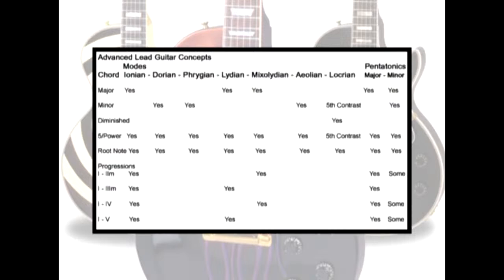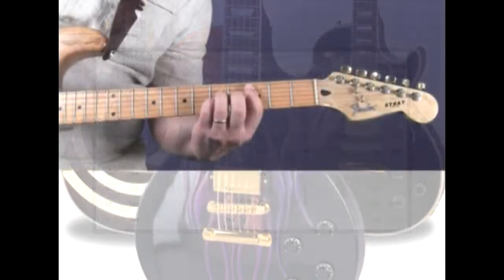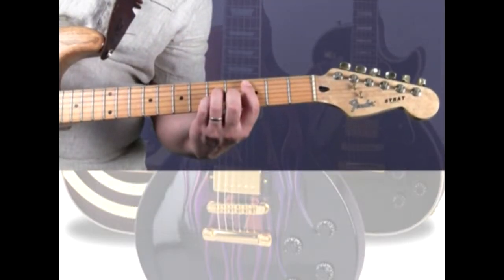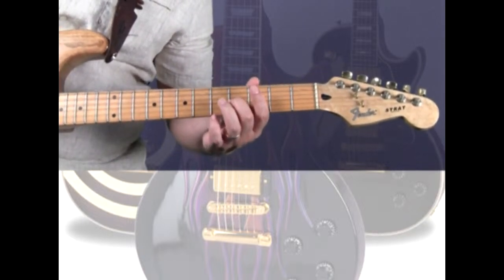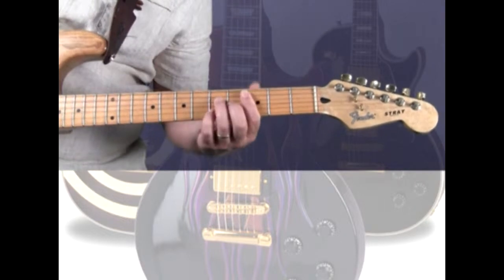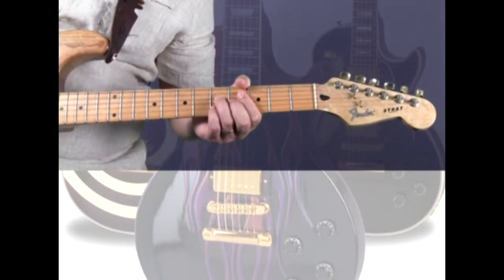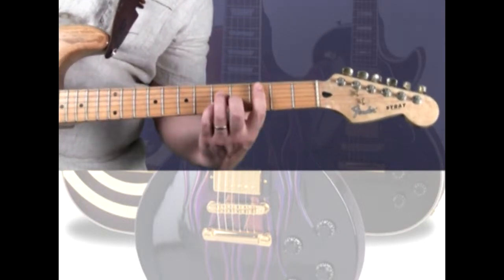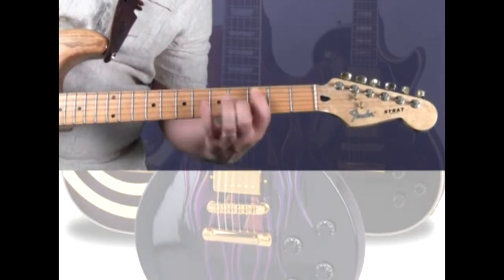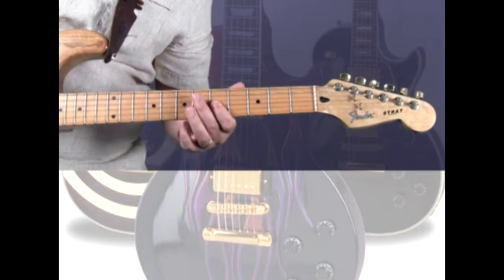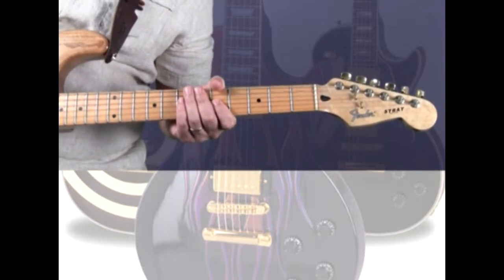For example, a C major 7 includes the major 7 interval or B note. In theory, this limits your use of scales to the major or Ionian, major pentatonic, and Lydian mode.